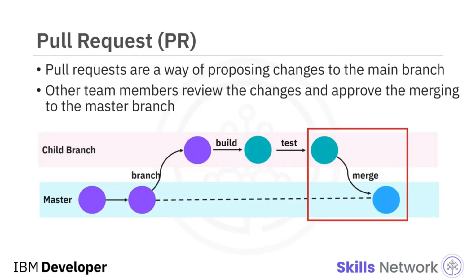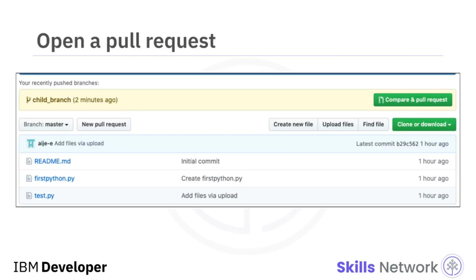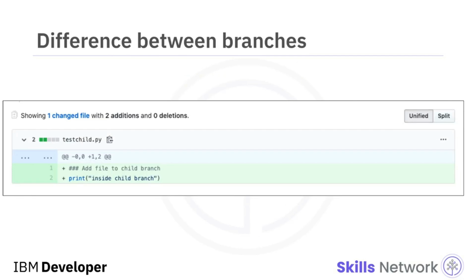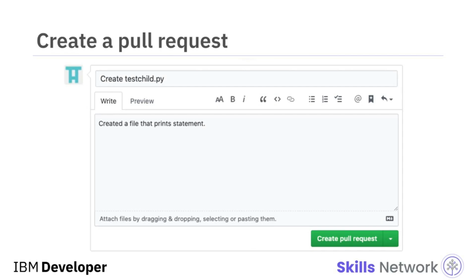When you open a pull request, you propose your changes. You can assign team members to review and approve your contribution and merge in the target branch. To open a pull request to see the differences between the branches, click Compare and Pull Request. If you scroll down to the bottom of the screen, you will see the comparison between both branches. It shows one file has changed and the file has 2 additions, the 2 lines you added to the file with 0 deletions.